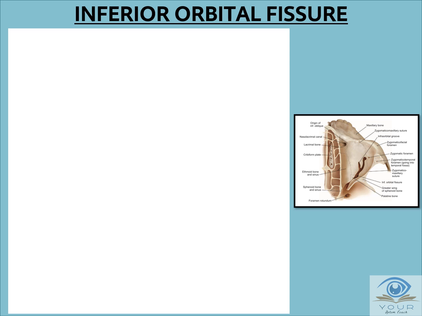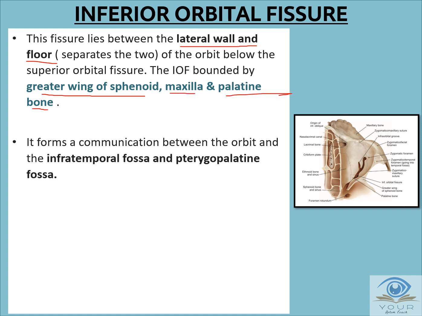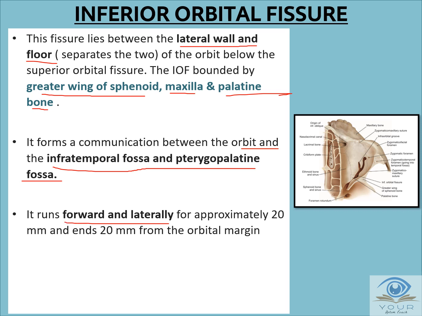Now coming to the inferior orbital fissure, this fissure lies between the lateral wall and the floor and it separates the two of the orbit below the superior orbital fissure. It is bounded by the greater wing of sphenoid, maxilla and palatine bone. It forms a communication between the orbit and the infratemporal fossa and the pterygopalatine fossa. It runs forward and laterally for approximately 20 mm and ends 20 mm from the orbital margin.